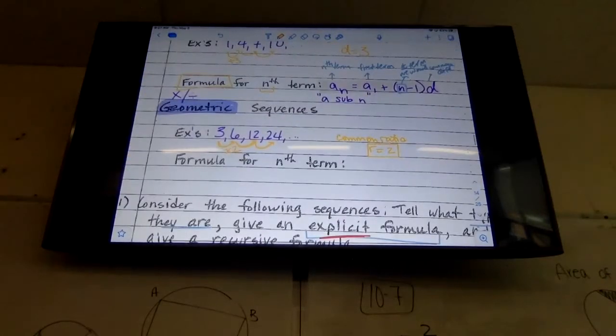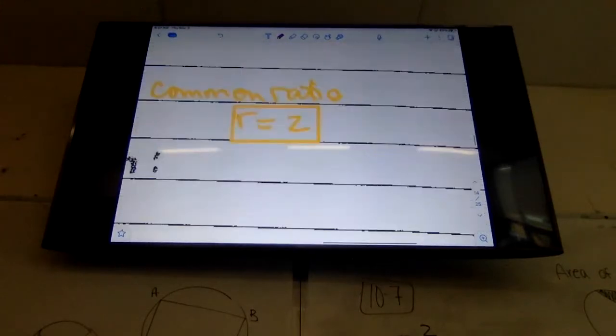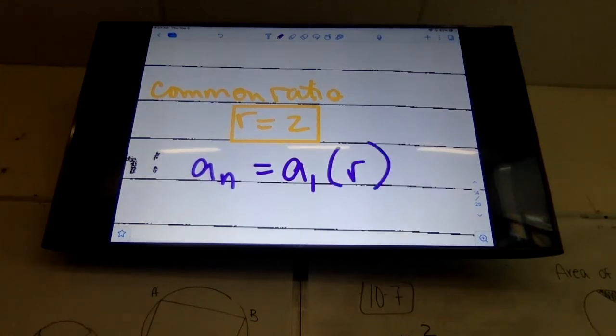Okay. Now my formula for the nth term is super similar to the last one. I've got a lot of the same players involved. A sub n equals a sub 1. But this time we're not adding, we're going to multiply r raised to the n minus 1.